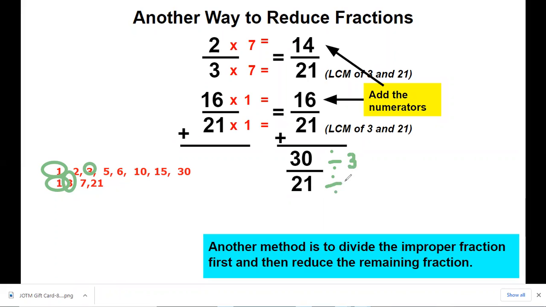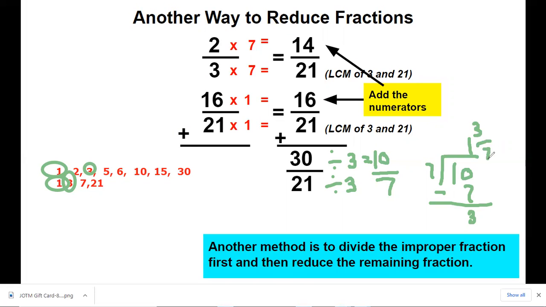Showing you how this is going to work a different way as well. 30 divided by 3 is equal to 10. 21 divided by 3 is equal to 7. And then I would divide 10 by 7. And that would go in there once. 10 minus 7 is 3. So 1 3/7 would be my answer using the method we've been learning.